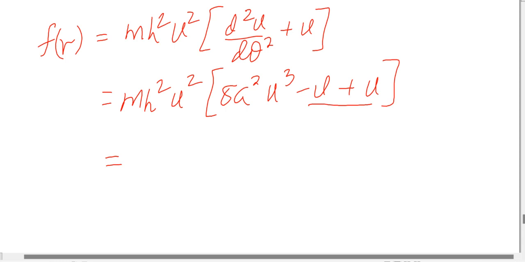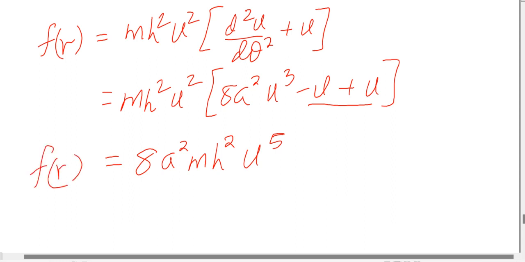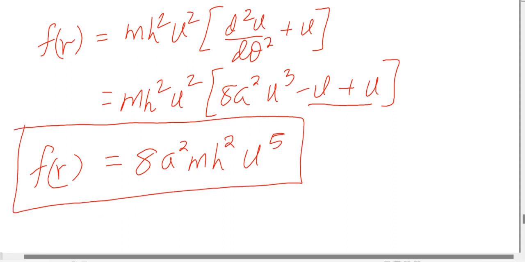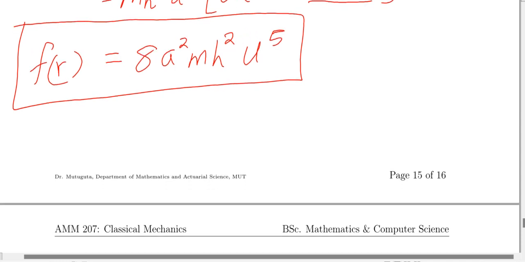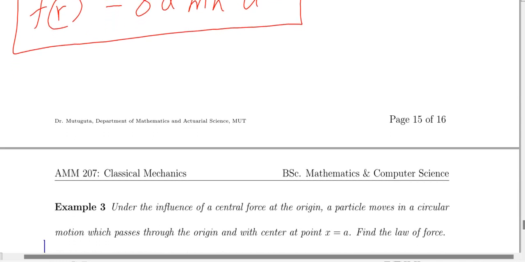And we multiply out here, we get 8a squared m h squared u raised to power 5. This is the law of force. This is the law of force for this particular case: 8a squared m h squared u raised to power 5. So basically, this is how we obtain the equation of motion for a particle moving in a central force field.